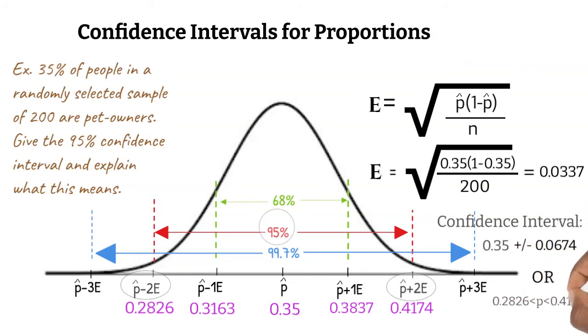0.2826 is less than p, which is less than 0.4174. We know from the normal model that 95% of proportions are in the range from 0.2826 to 0.4174. This means that we can say with 95% confidence that the true proportion is in this range.